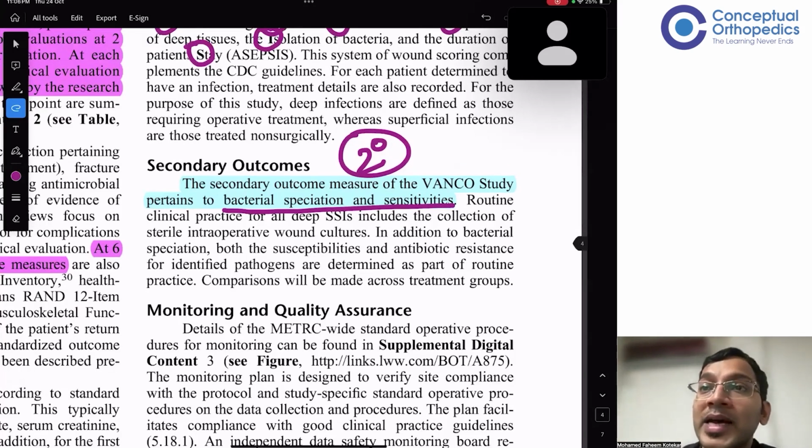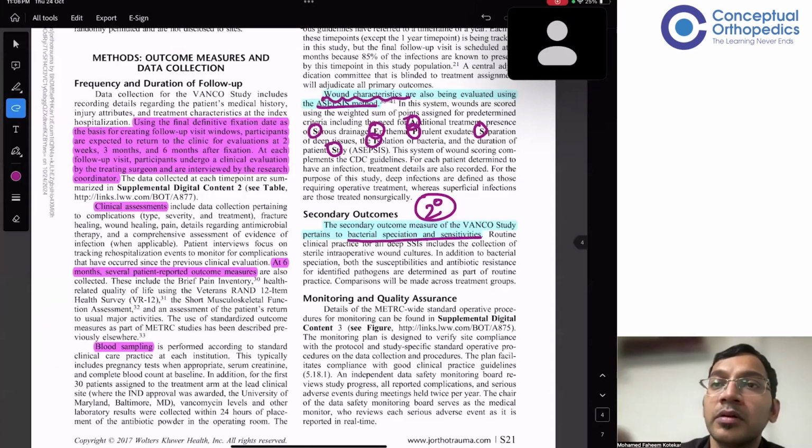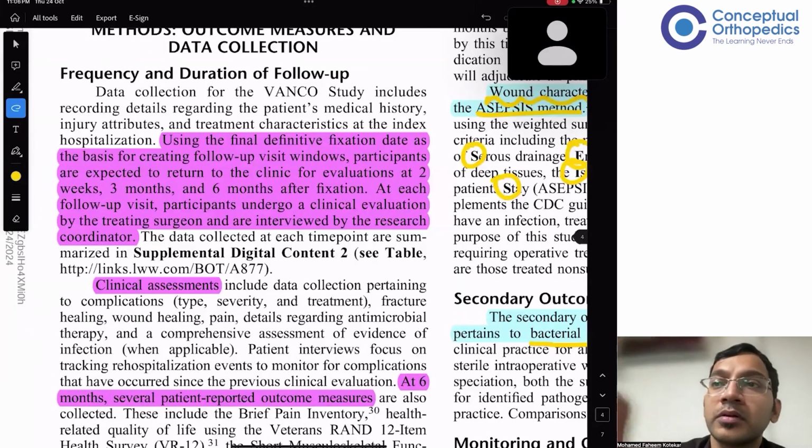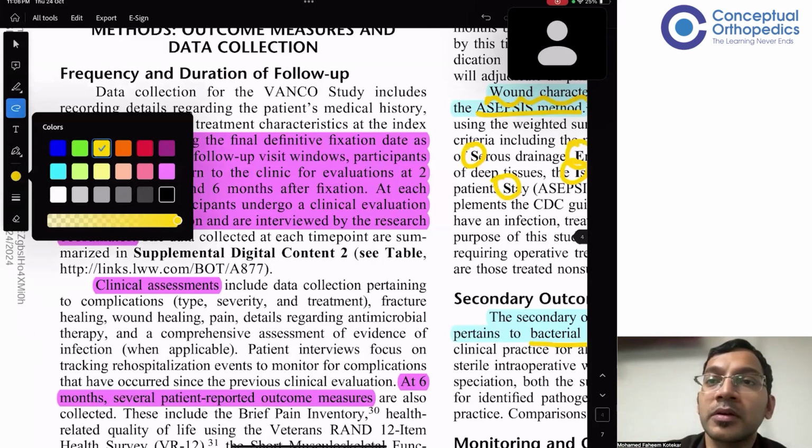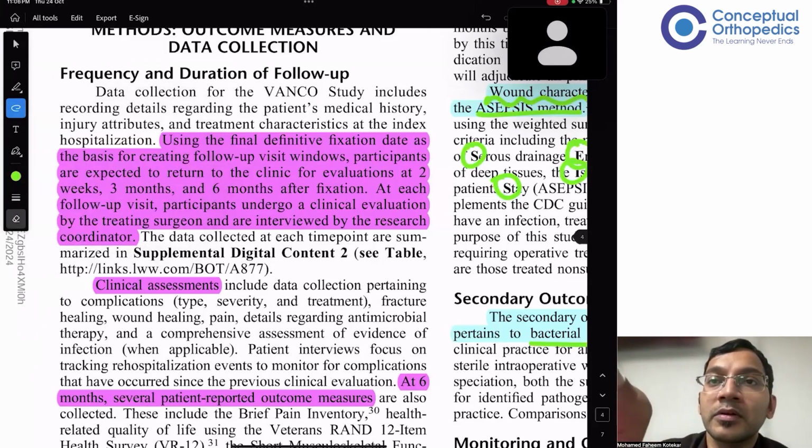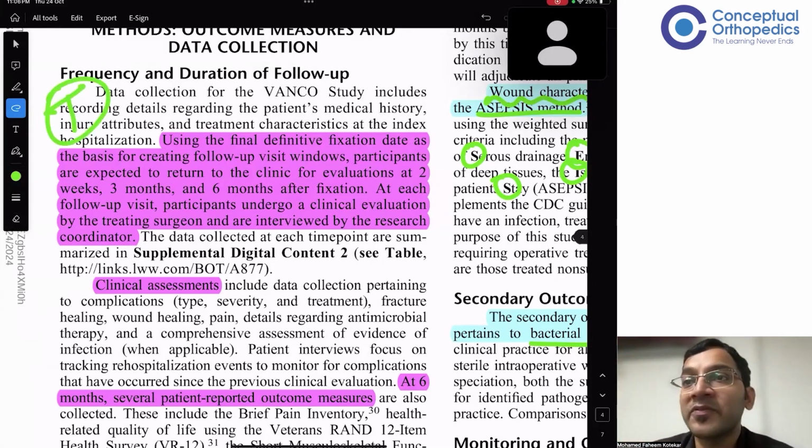Now coming to the last thing, which is T. So this is T. So using final definitive fixation as the zero date, you are going to check these patients at 2 weeks, 3 months, and 6 months after fixation. So these are your 3 time points: 2 weeks, 3 months, and 6 months.